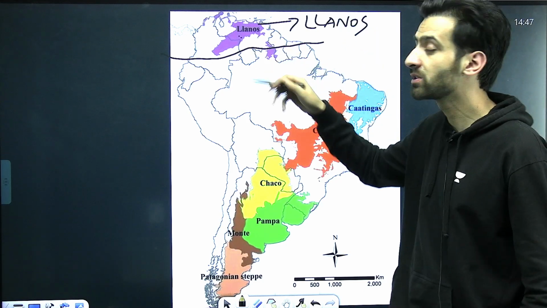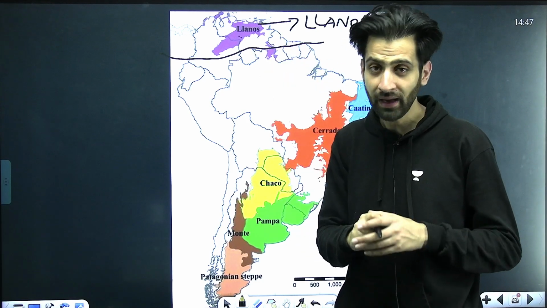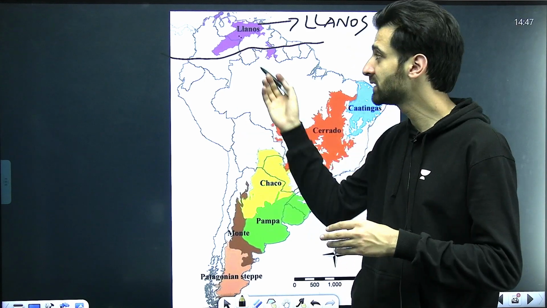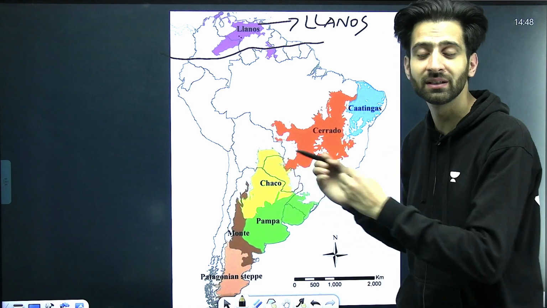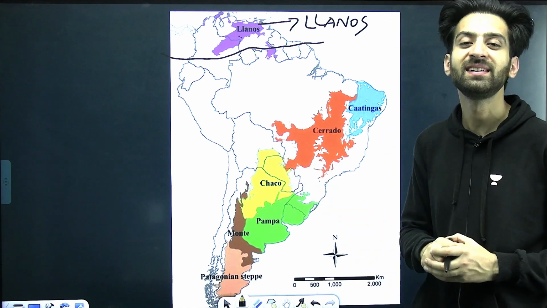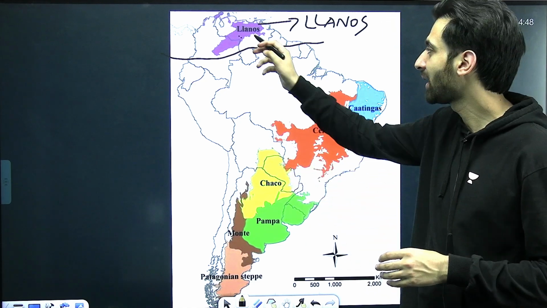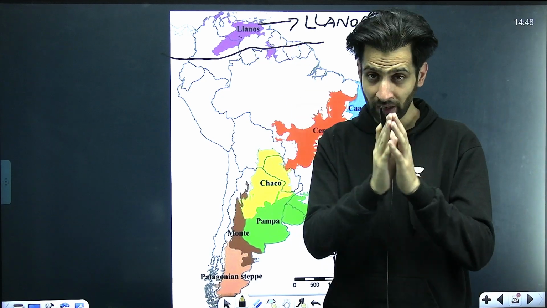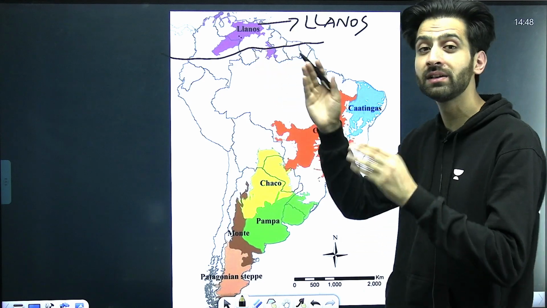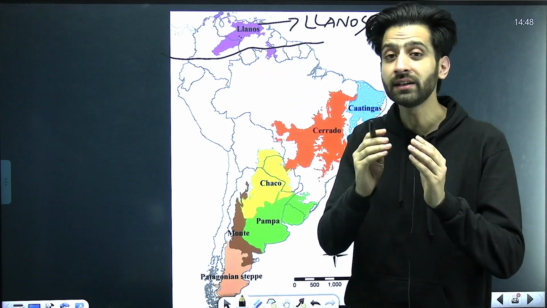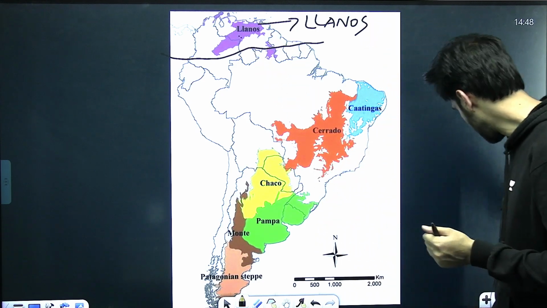L-L-A-N-O-S. Llanos is located in Venezuela. And the river that passes through this grassland, you tell me, we just learned about it. What is the name of the river? It is river Orinoco. It passes through the grassland. So Llanos lies in the Venezuela country, and first look at this map before I explain to you.